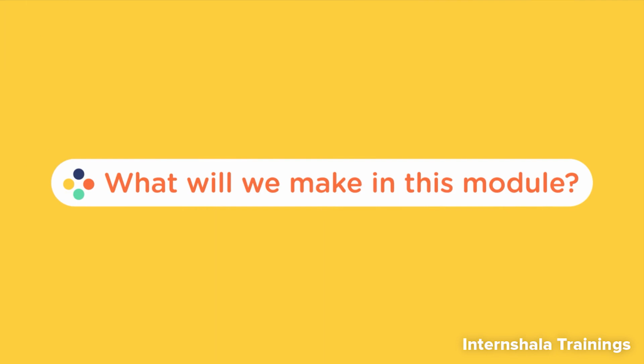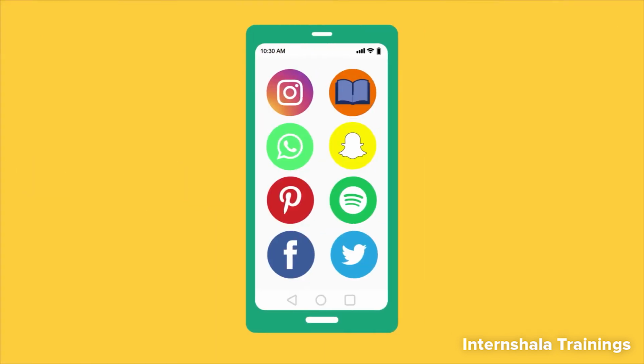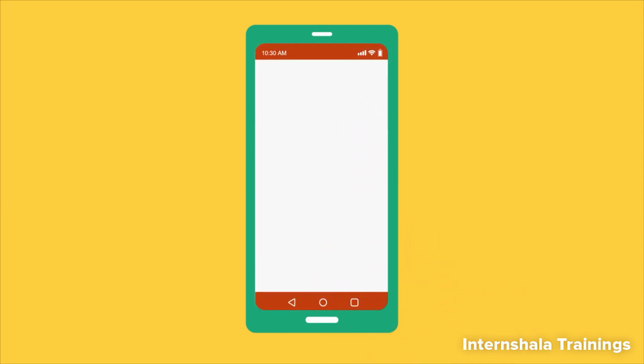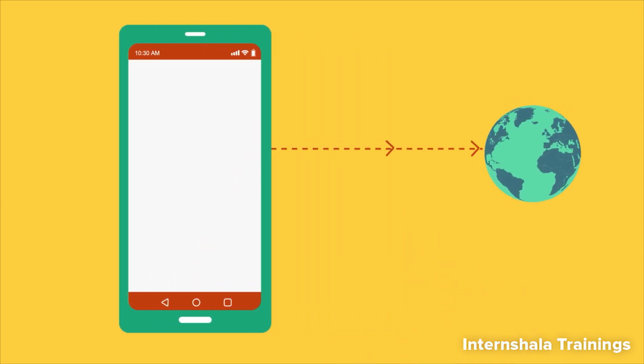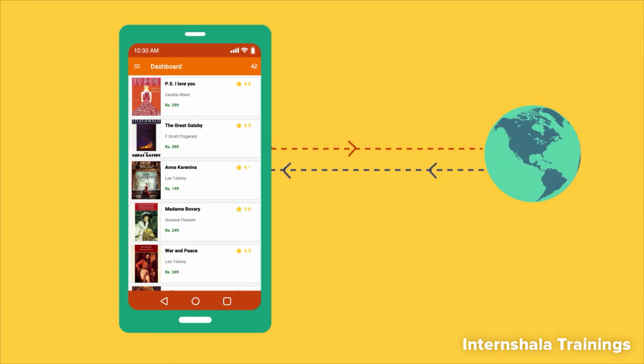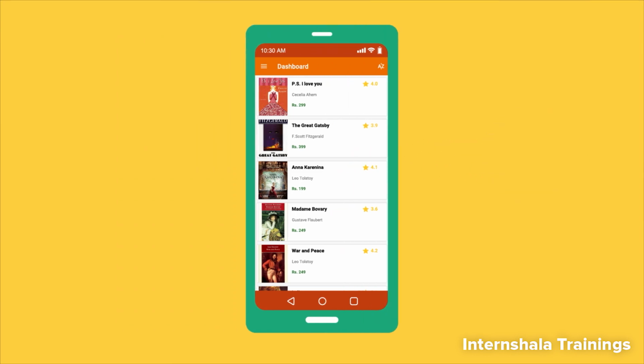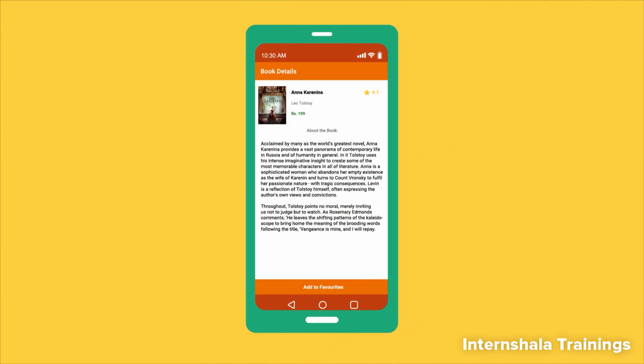Okay, so before we proceed with this topic, let's see what we are going to be making in this module. We are now going to make a basic book app which has a list of books that are fetched from the internet. This means that we will finally connect our app to the internet in this module. Clicking on any of the books will take us to a separate detailed page about that book.